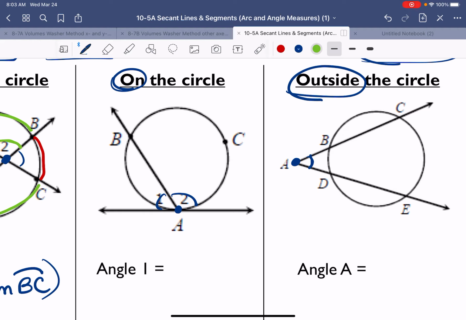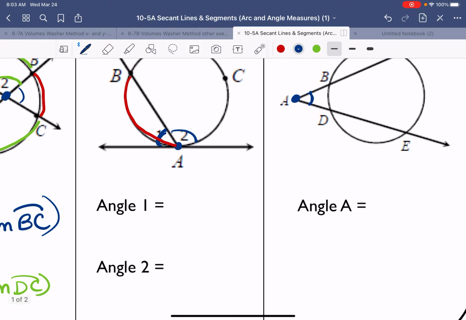Now, for the intersection that is on the circle, again I look to see what arc connects with this angle. I'm going to focus on angle 1 first, and the arc that connects to that is arc AB. This is very similar to what we did in a previous section about inscribed angles. Arc AB is double the value of angle 1, or for the purposes of this formula, angle 1 is equal to 1/2 of the measure of arc AB.